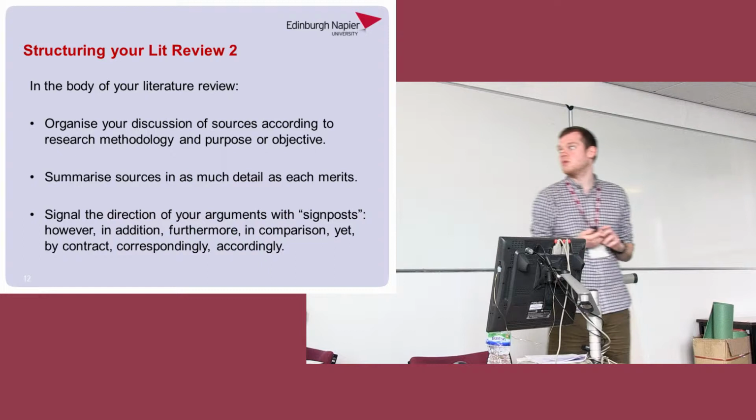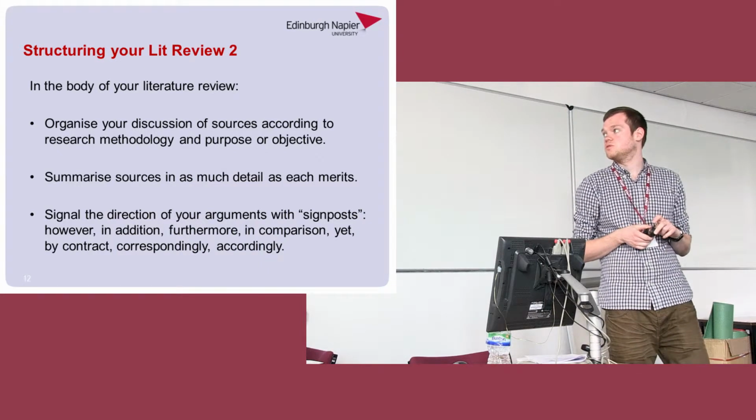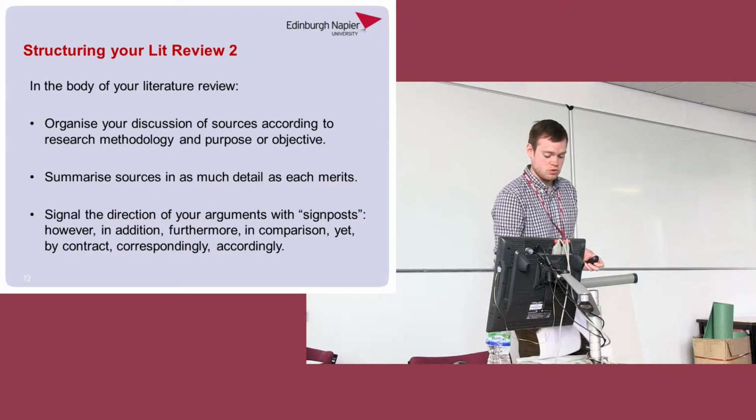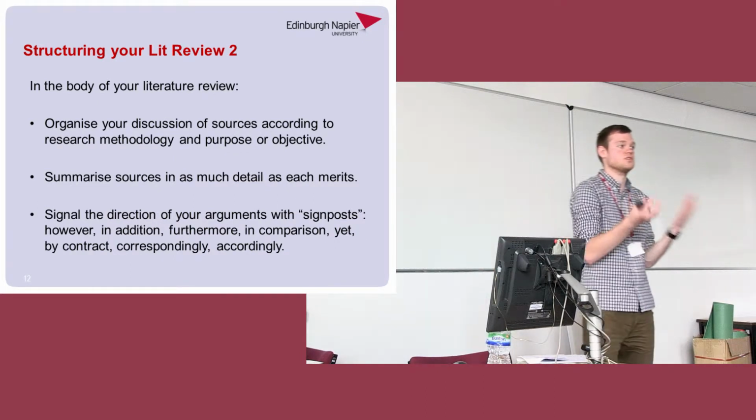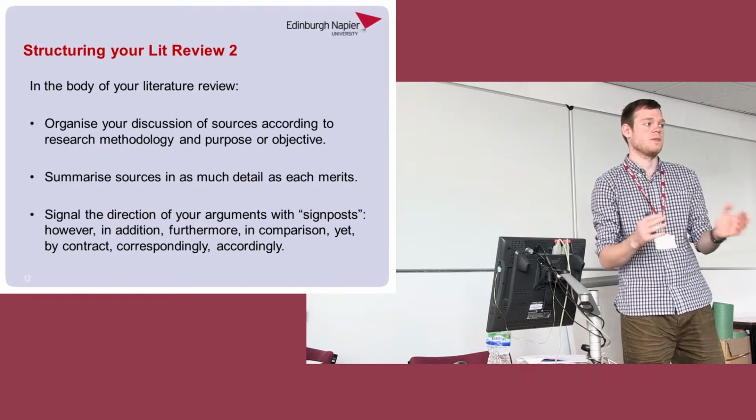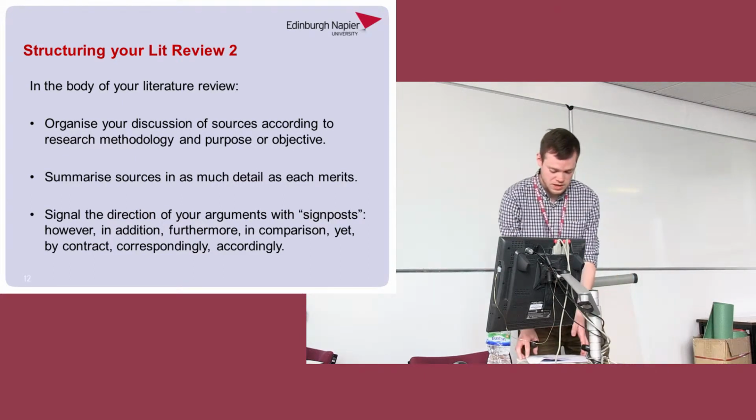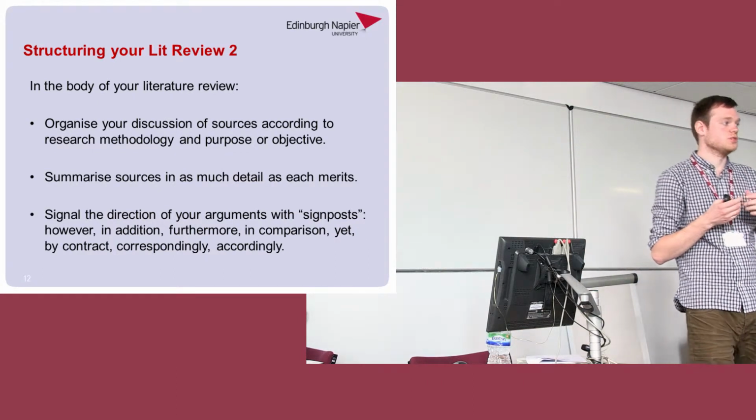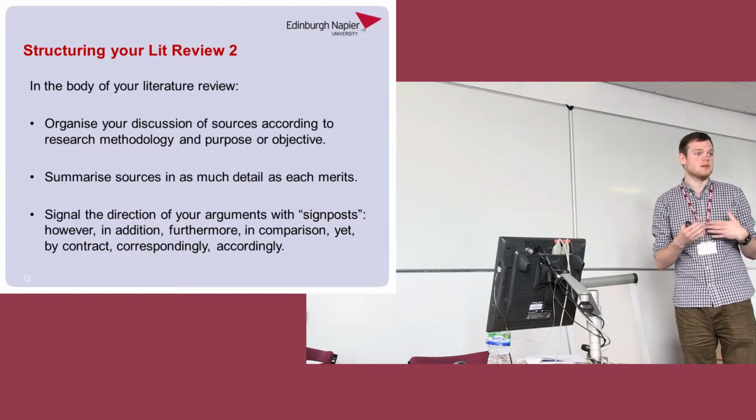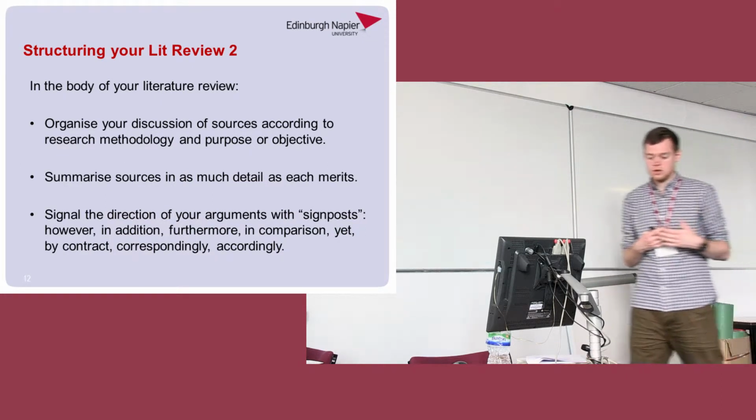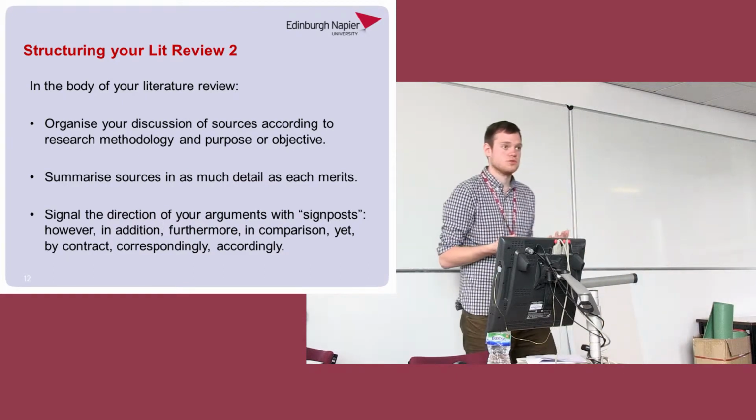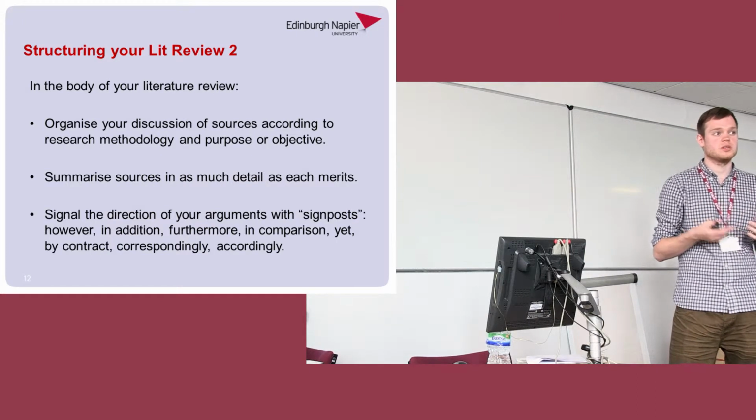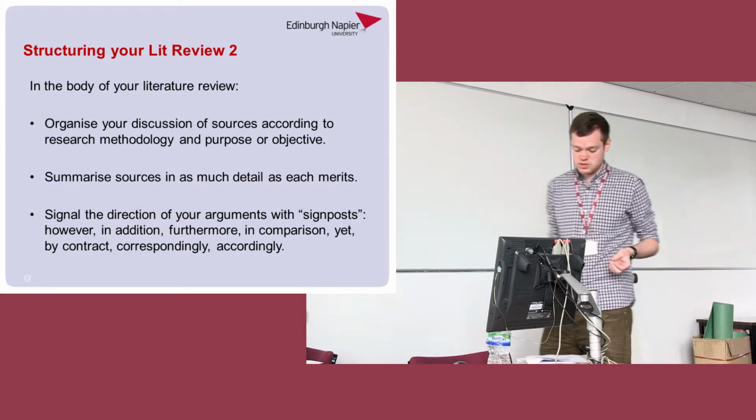Okay, so in the body of your literature review, organise your discussion of sources according to the research methodology and purpose or objective. So it's up to you how you structure. Again, I gave you the example of contrasting two different theories, where you would have one, then the other, and then bring them together. That's not always the case. You could group them by research methodologies, so you could have a wee section on people who have used the same type of research methods. You could group by their objectives, so if they're all looking at the same type of area and the research question was quite similar, you could group them in that way. There's lots of different ways that you can do it.